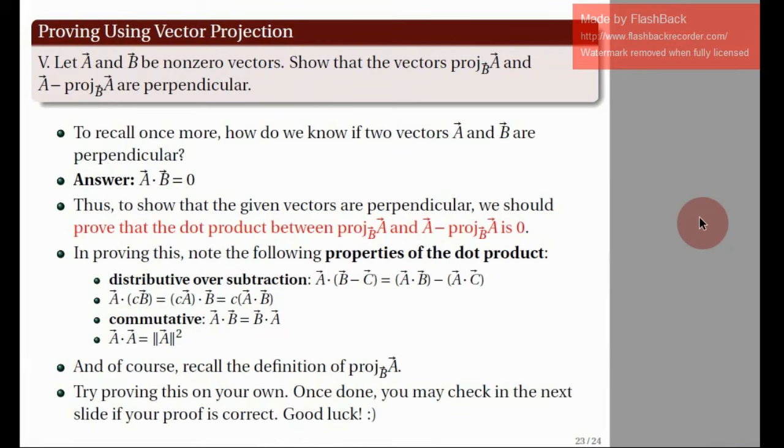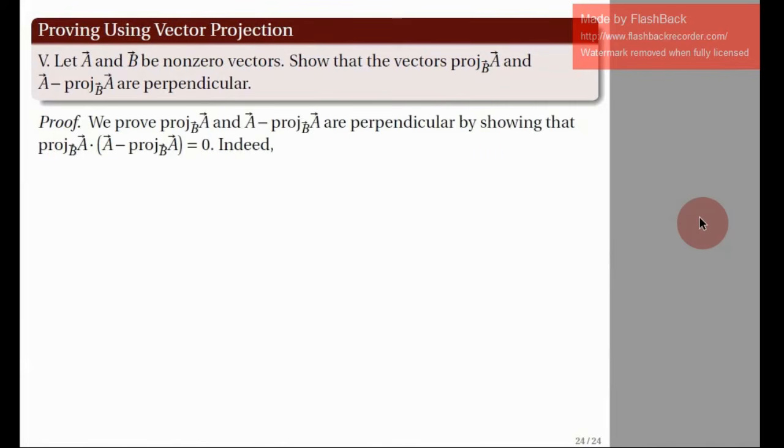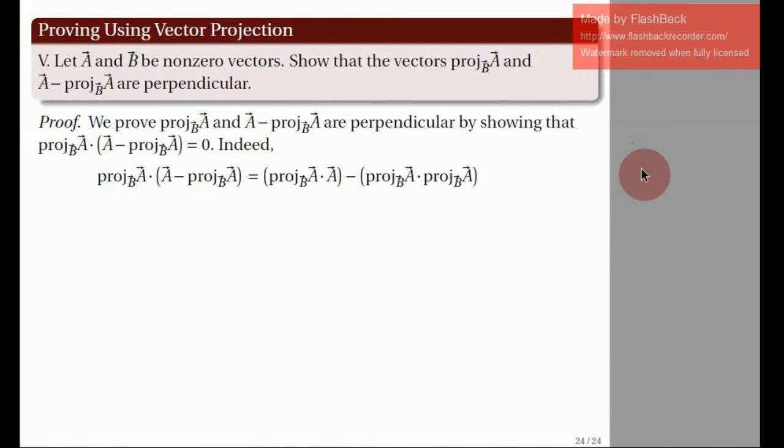So, are you done? If so, here is the proof for this item. Again, we want to prove that these two vectors are perpendicular, and showing that these two vectors are perpendicular is just equivalent to showing that the dot product between them is equal to 0. So we prove this statement in that manner. Indeed, considering the dot product of the two vectors, we first use the property that the dot product is distributive over subtraction. So we do that here.